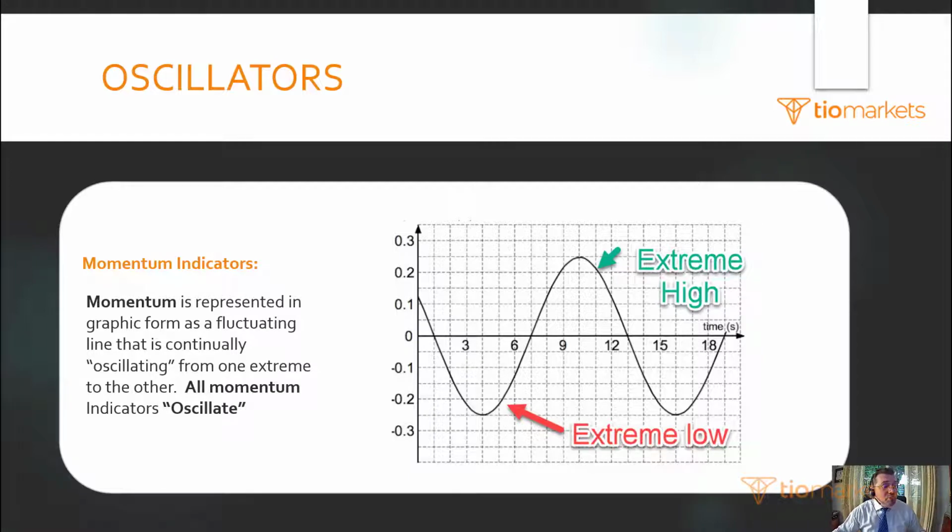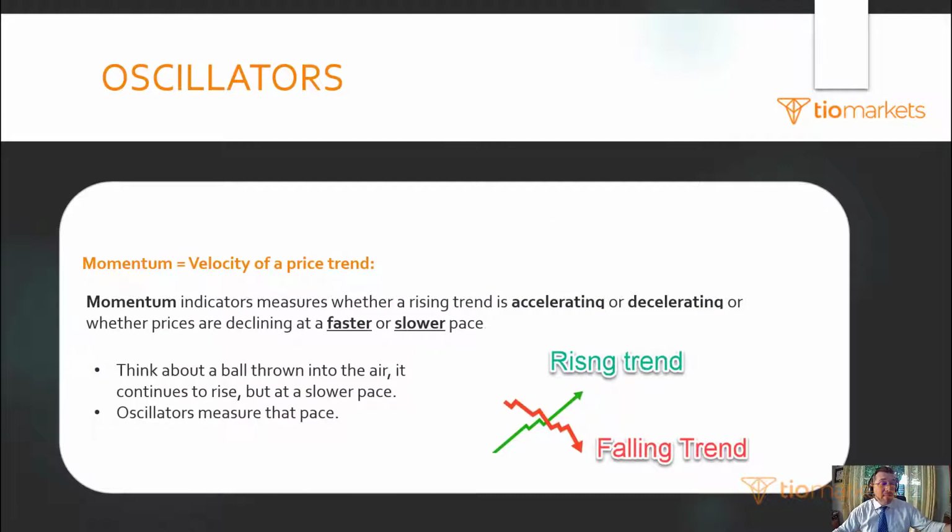Momentum is represented in graphic form as a fluctuating line that is continuously oscillating from one extreme to the other. All momentum indicators oscillate. So again, what we're looking to do is measure the extreme highs and the extreme lows of price. So momentum equals velocity of price trend. How strong is the price trend?